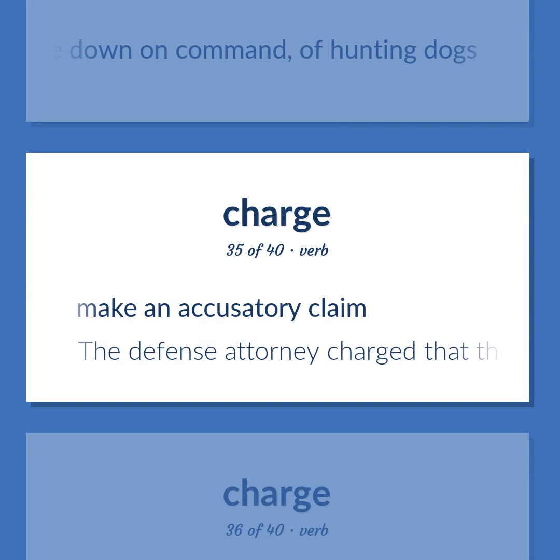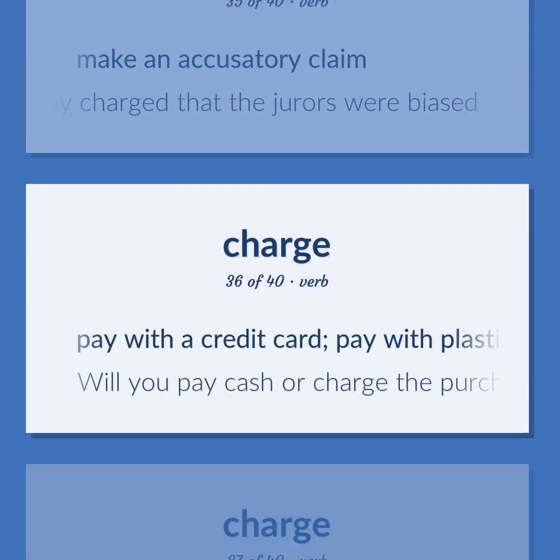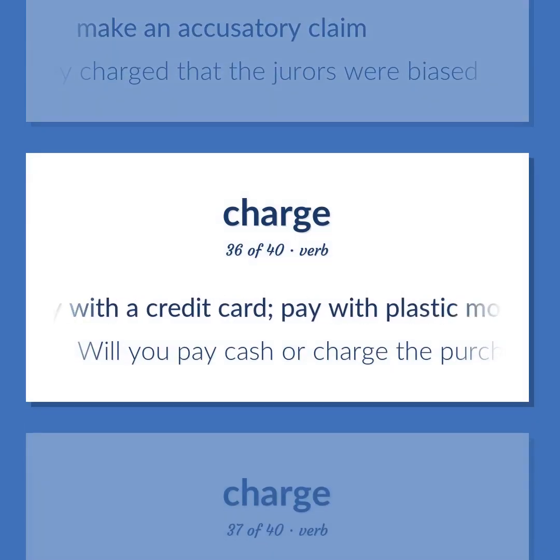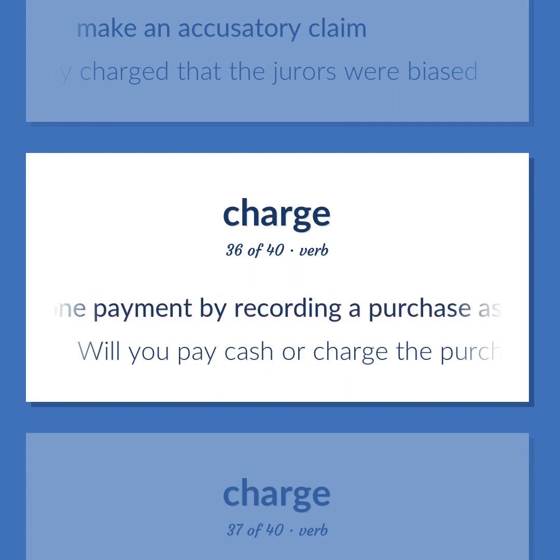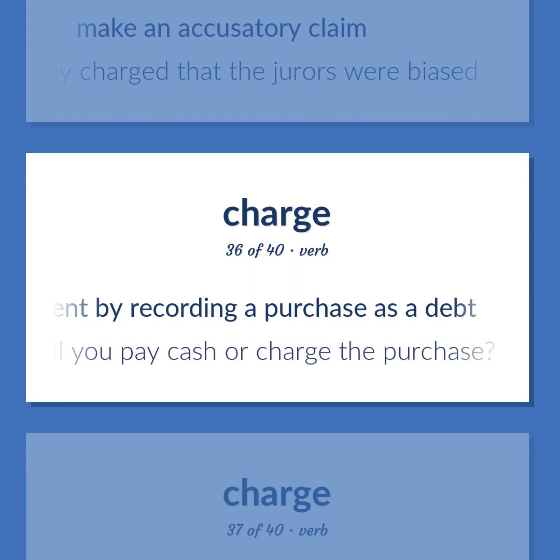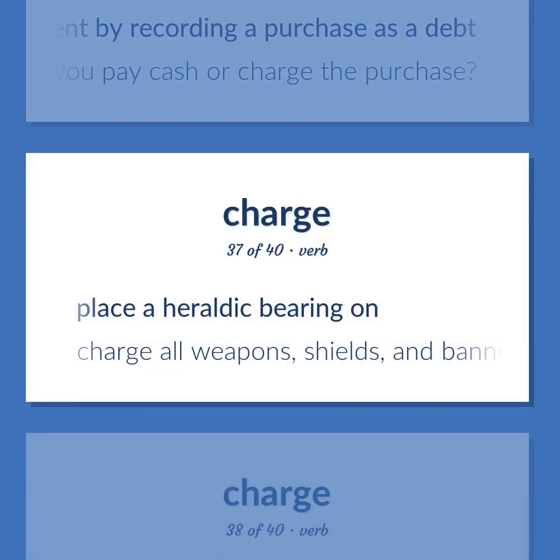Make an accusatory claim. The defense attorney charged that the jurors were biased. Pay with a credit card. Pay with plastic money. Postpone payment by recording a purchase as a debt. Will you pay cash or charge the purchase? Place a heraldic bearing on. Charge all weapons, shields, and banners.